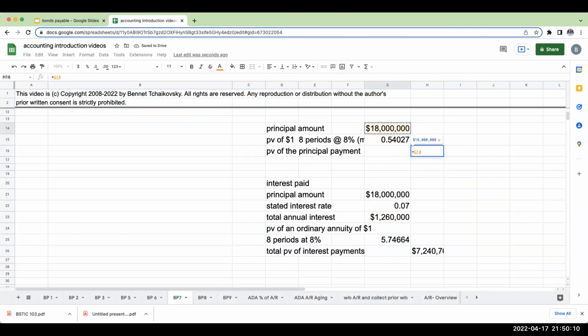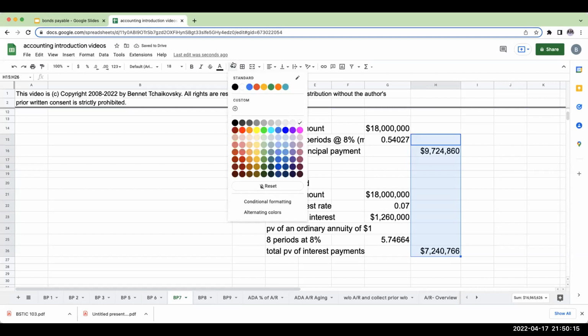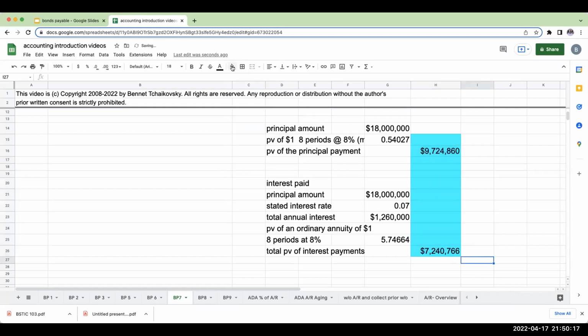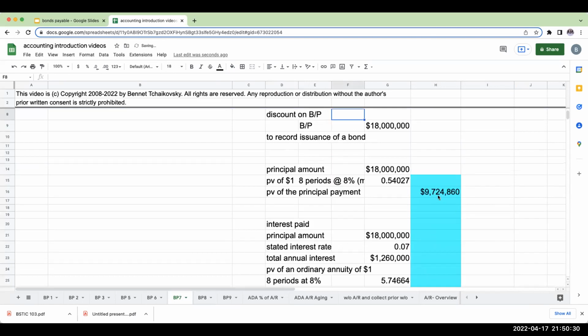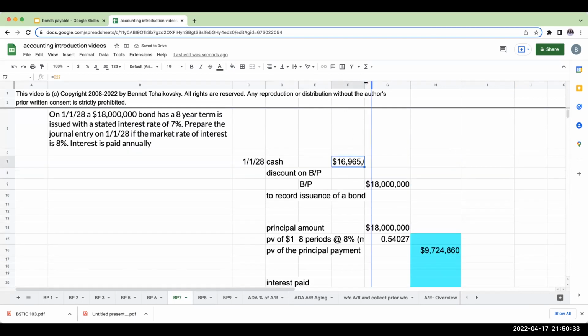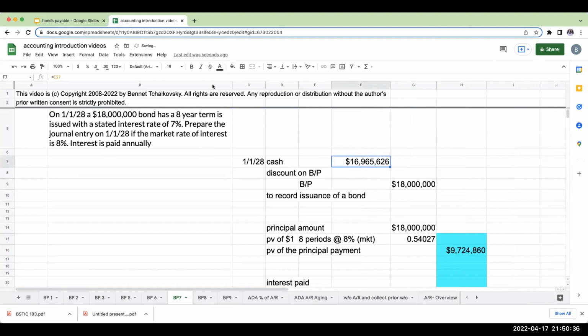Now the present value of the principal payments is going to be 18 million times 0.54027. When I add up these numbers, I get 16,965,626. This is the cash that I'm receiving. Most importantly, is this number greater or less than the 18 million? Well, it's less, and we knew it was going to be less because the bond is going to sell for less than face value, because the stated interest rate is below the market rate.